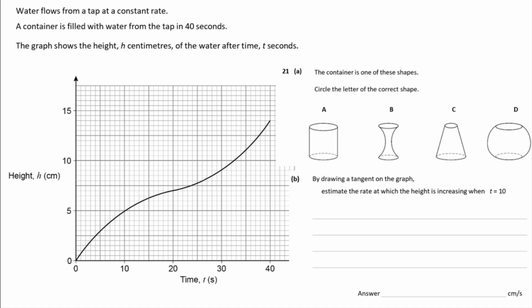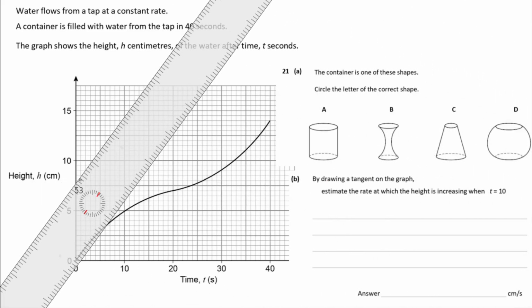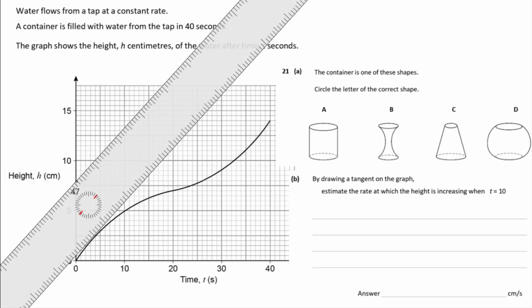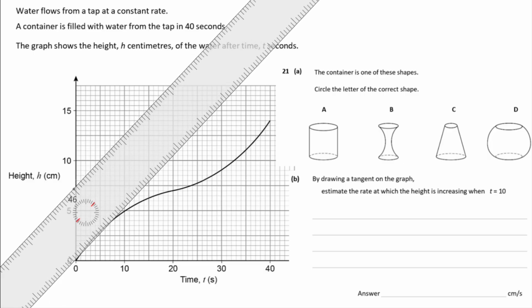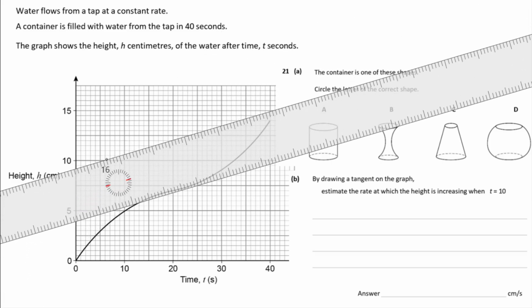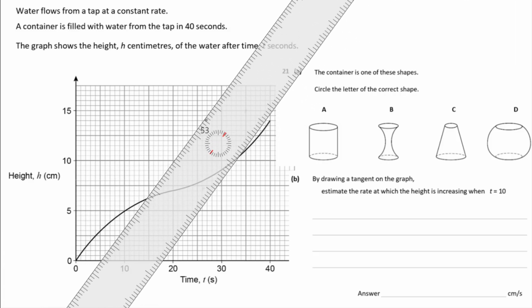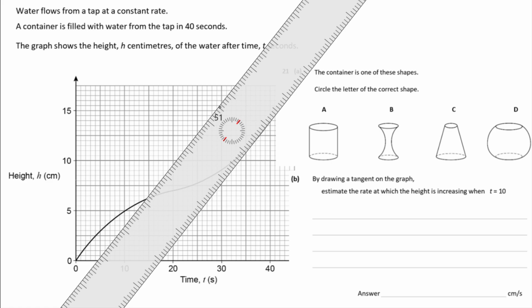Now you can see that the rate that the height is changing over time is changing with the gradient of this curve. So if I get my ruler out, you can probably see it a little bit clearer. As we're going up this part of the curve, it's going quite fast to start with, and then the rate slows down as we go over that middle section, and then the rate speeds up again as we go up to the top. Okay, so what does that mean in terms of the shape of the bottle?